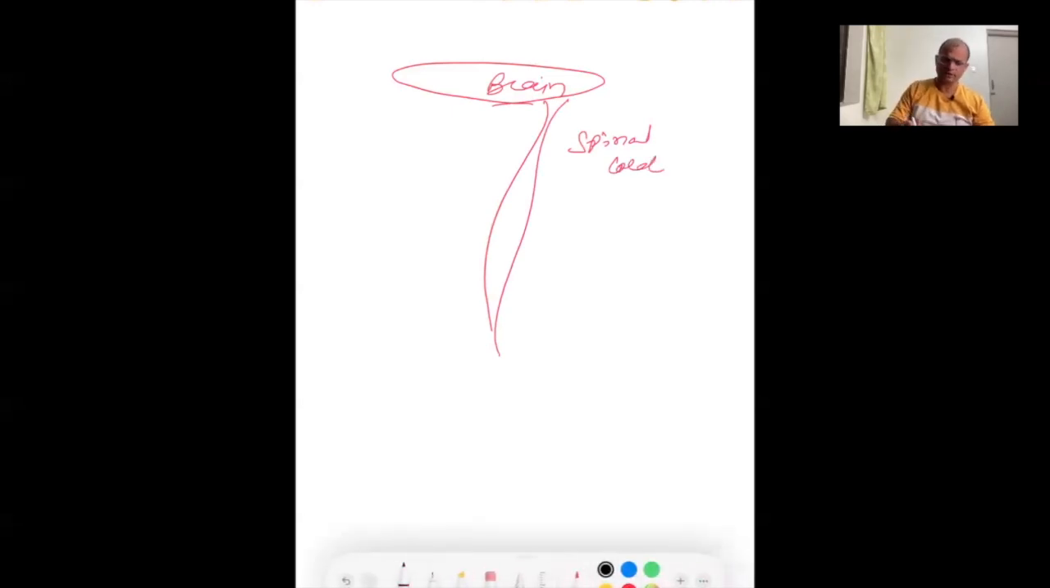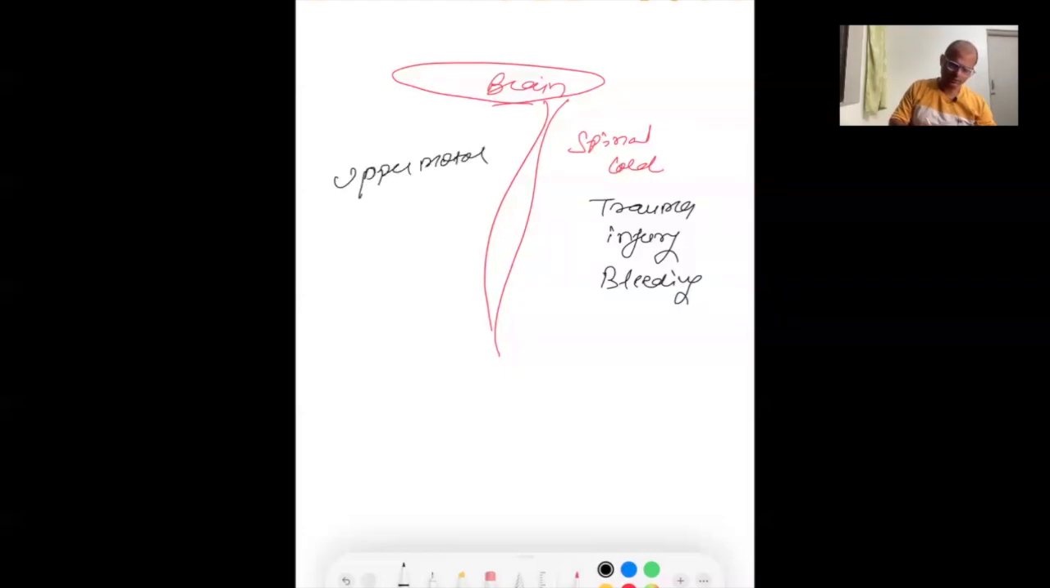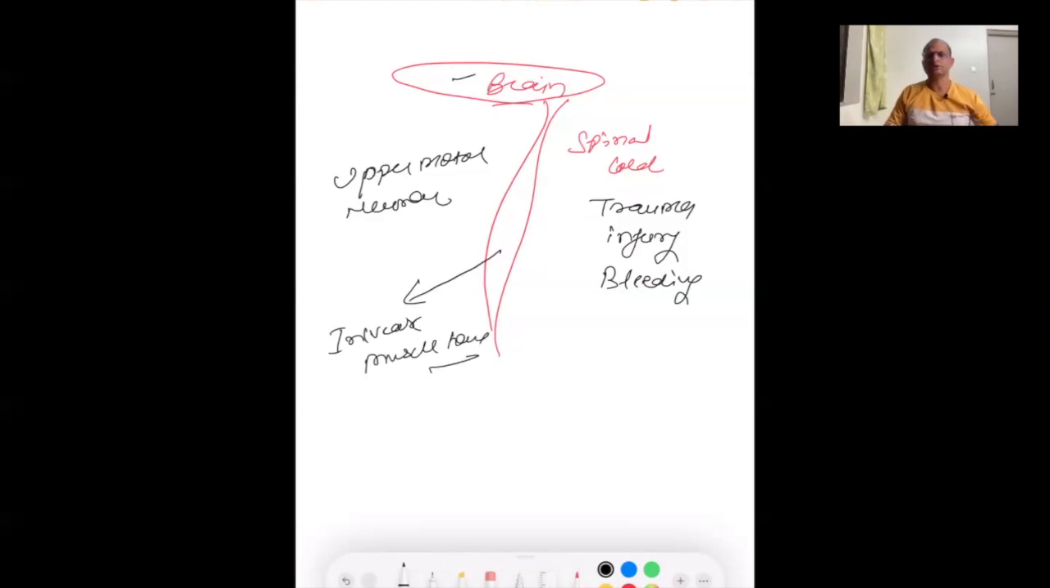When there is an injury in the brain and the spinal cord, maybe some trauma, maybe some injury, maybe some hemorrhage or bleeding. Okay, maybe something wrong here in the brain and the spinal cord. So this is called upper motor neuron. Because of something wrong in the brain and the spinal cord, it will increase the muscle tone. तो muscle tone increase हो जाती है because we know brain, spinal cord, all are controlling the different muscles.